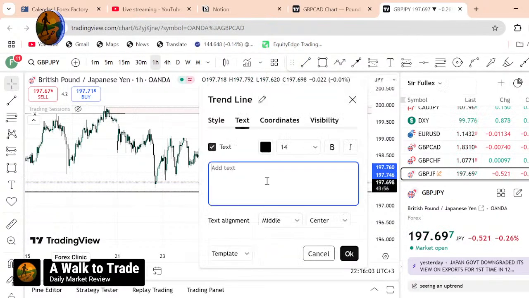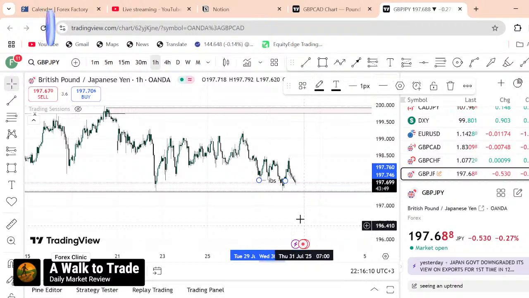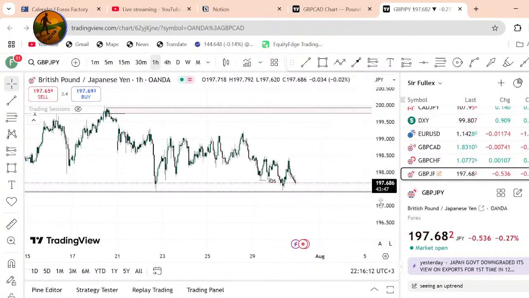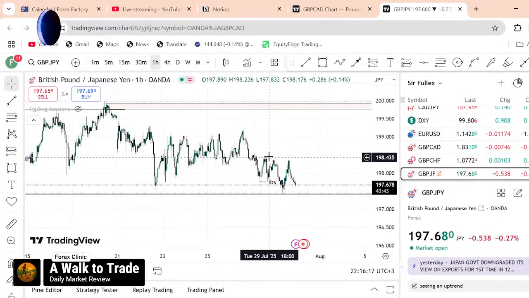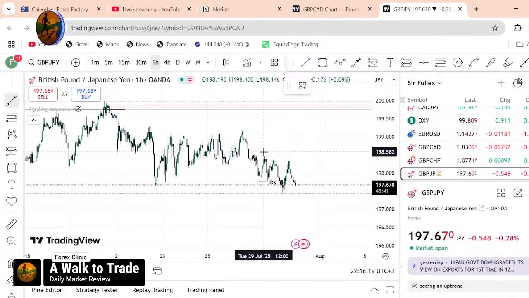Drawing this thing perfectly is the most difficult part. IBS is internal break of structure, because I'm just interested in understanding the market inside this structure. So there was an IBS. Something very important again for us to note here.